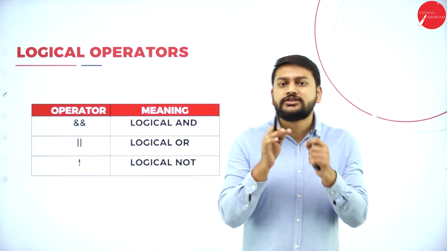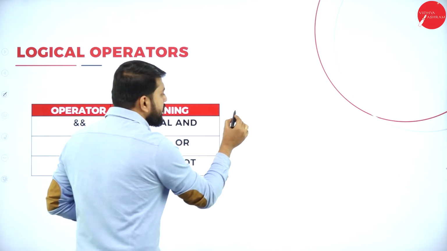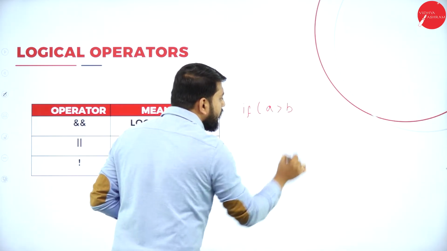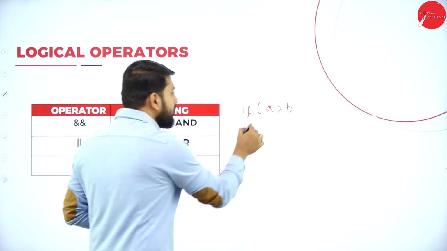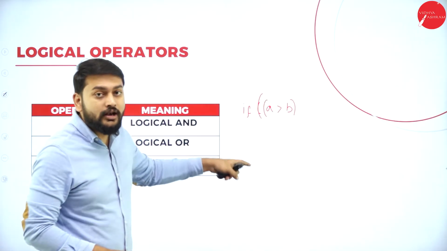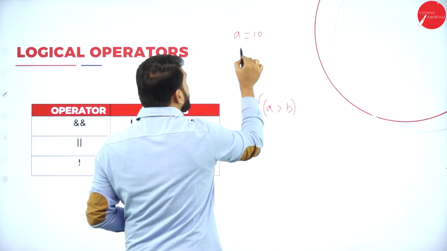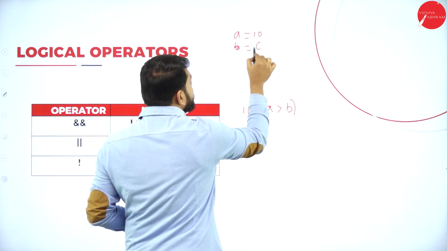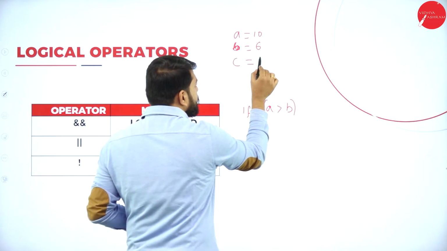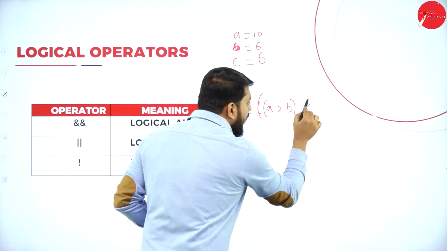I have logical AND. How do I use it? I have one condition. Say for example, if A is greater than B. What is the condition that I have? First I have this condition. So what is the value? Let me take A is 10 and B is 6. And let's take C also. C is also 6. Here I will write AND.